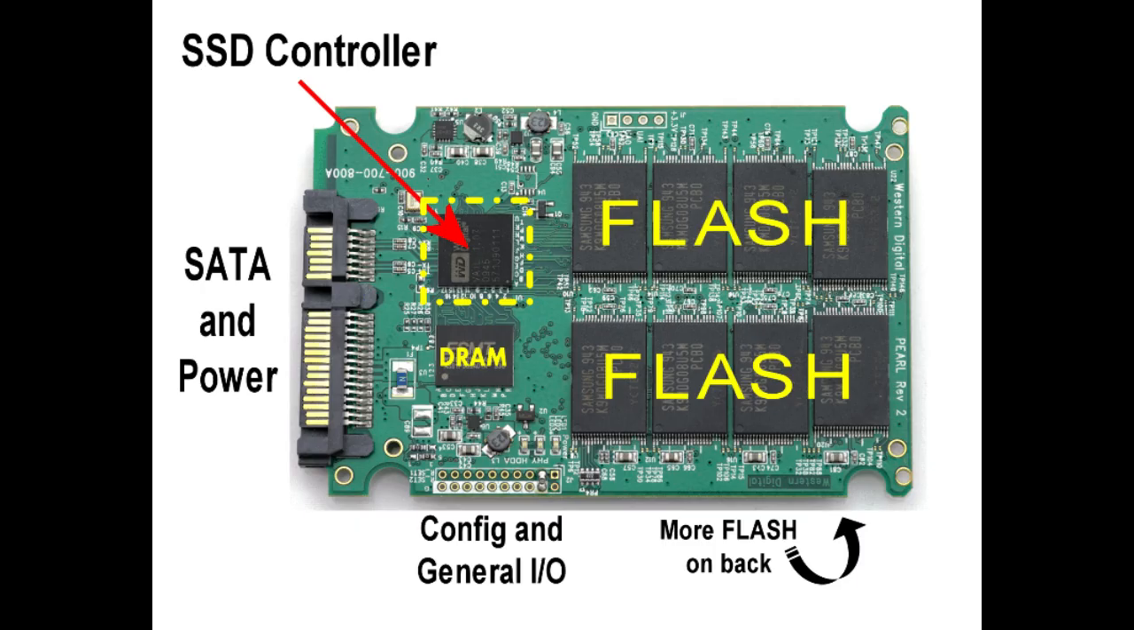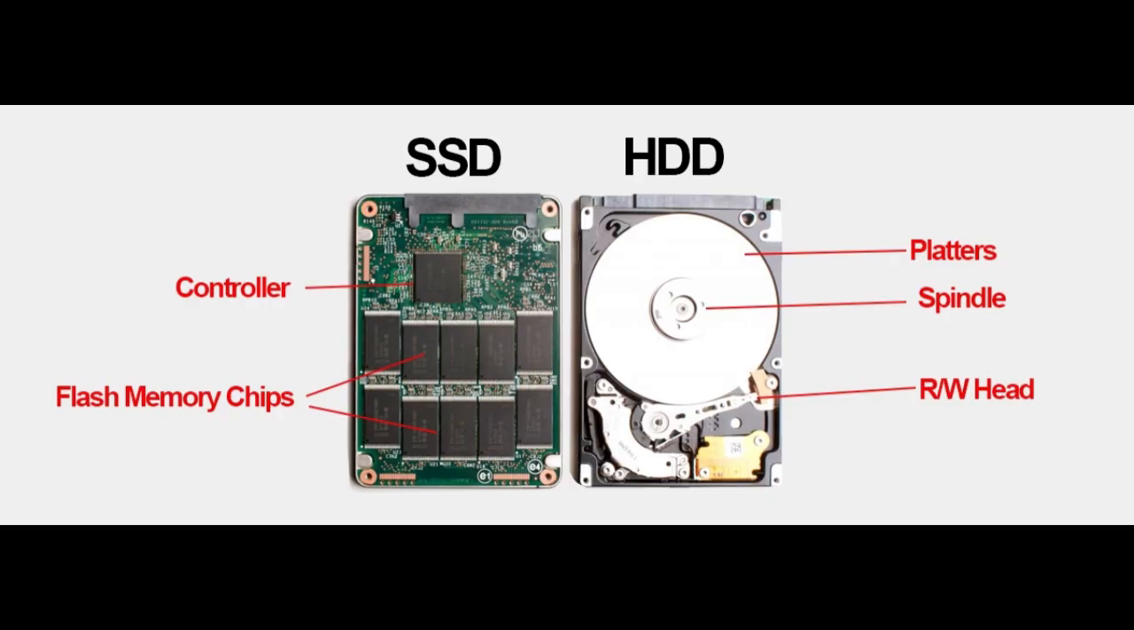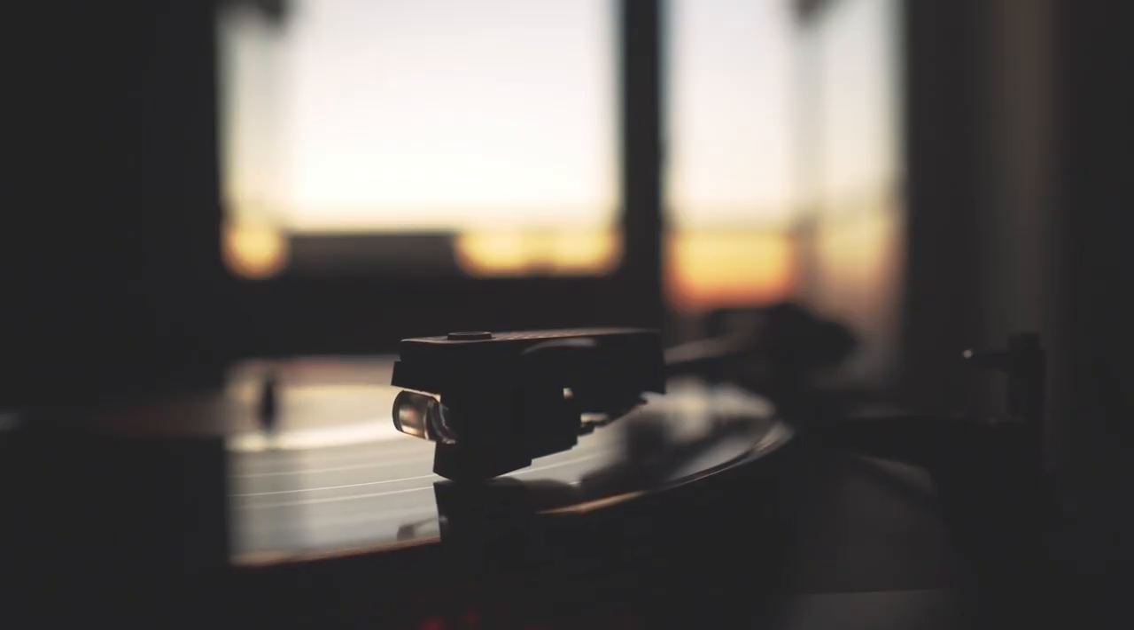Before SSDs became common, computers used hard disk drives, or HDDs. These devices store data magnetically on spinning metal discs called platters. A tiny read/write head moves across the surface of the disk, detecting magnetic patterns that represent data. Although slower than SSDs, hard drives were the dominant storage technology for decades.